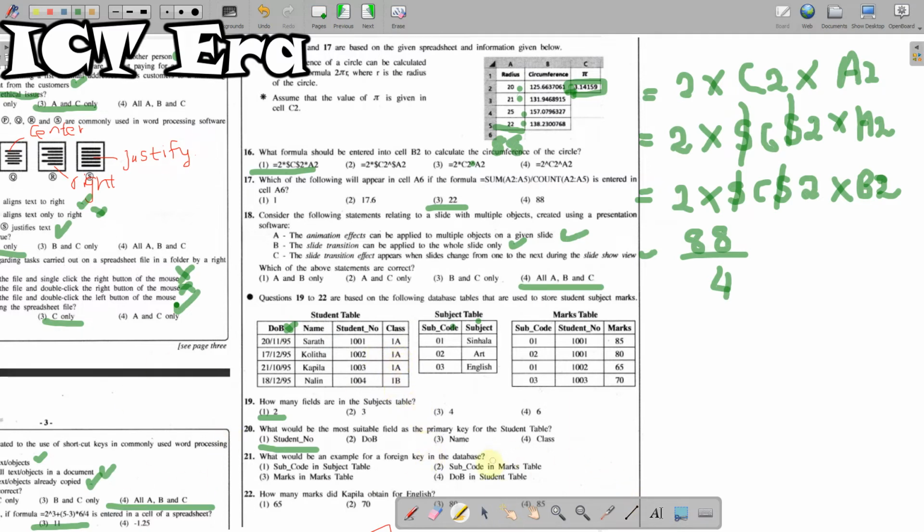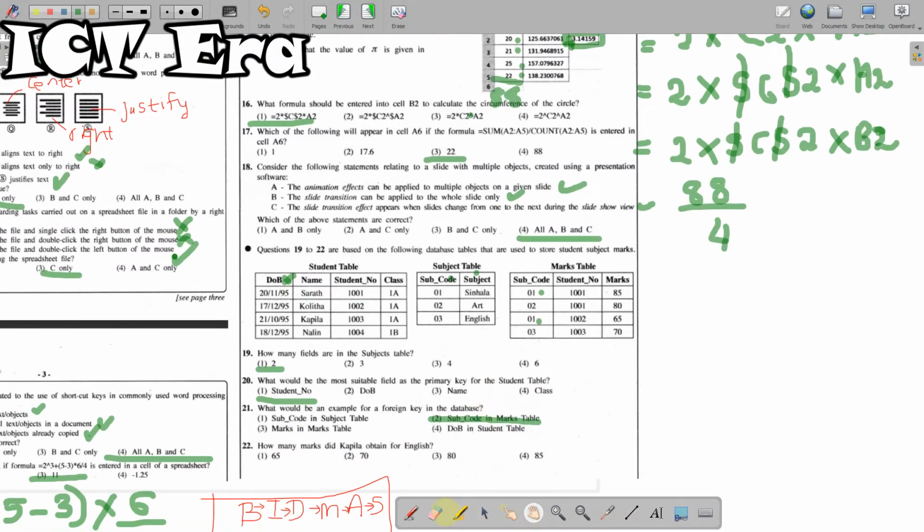What would be an example for a foreign key in the database? Let's see. Subcode in the subject table? No, it's the primary key. Then subcode in the marks table. Yes, you can see it here. So this is the foreign key in the marks table. Then 22. How many marks did Kapila obtain for English? English subcode is 3. Kapila's student number is 1003. Then in the marks table, student number 1003, subcode 3, 70 marks were earned.